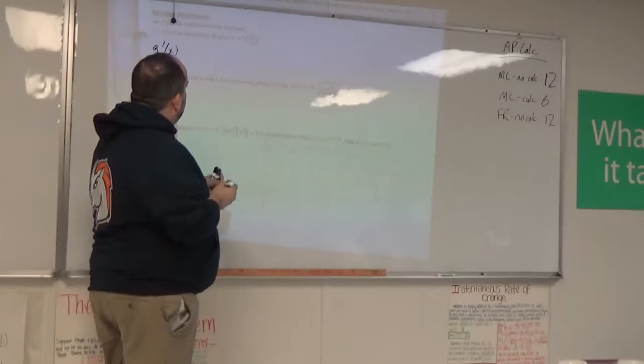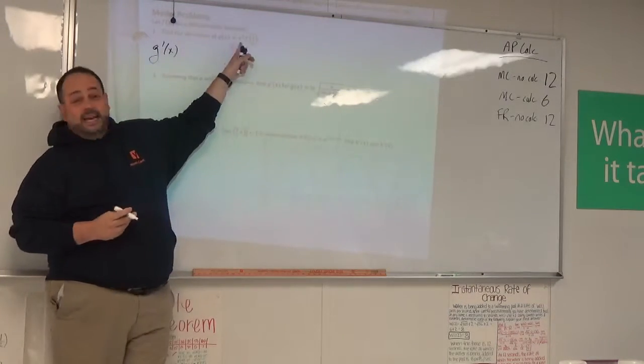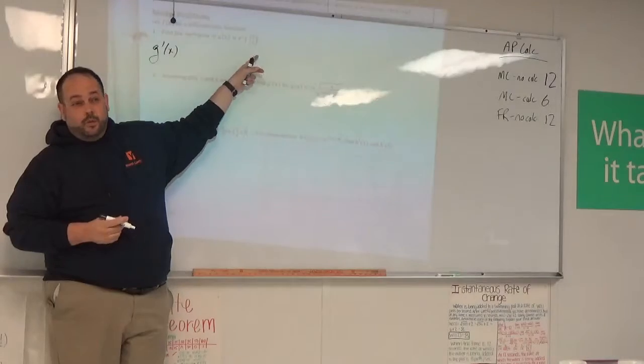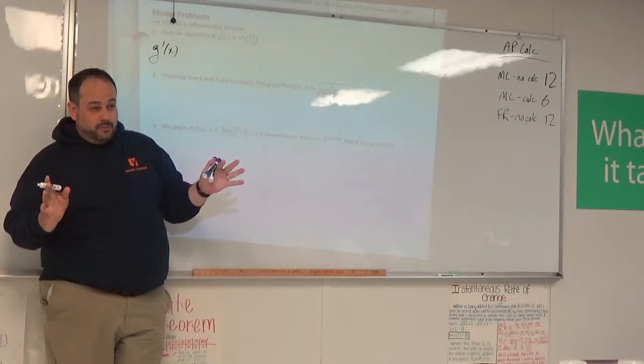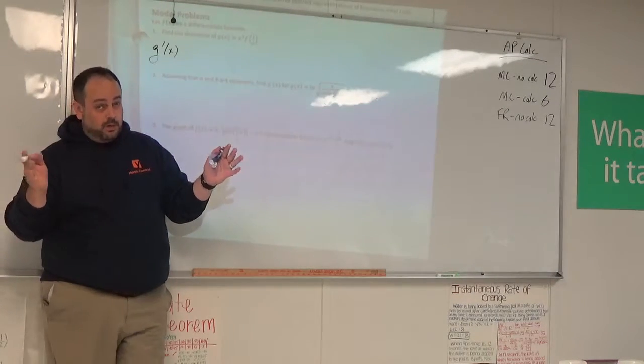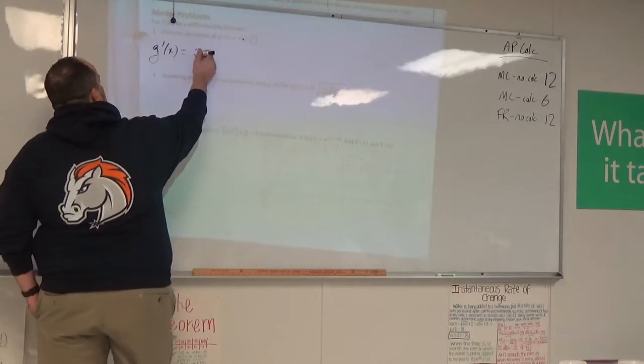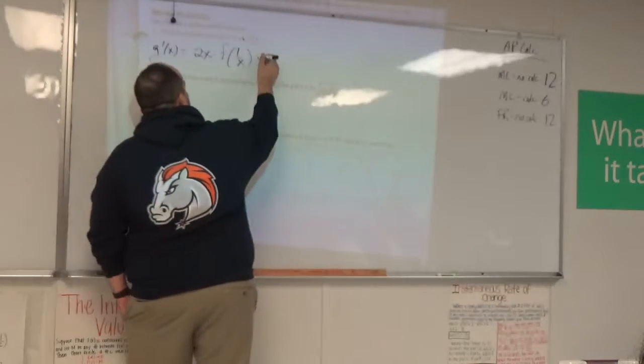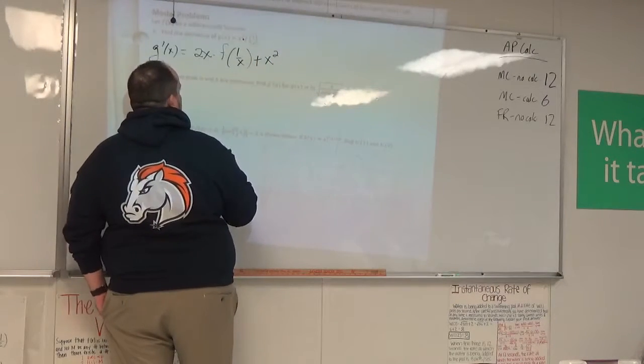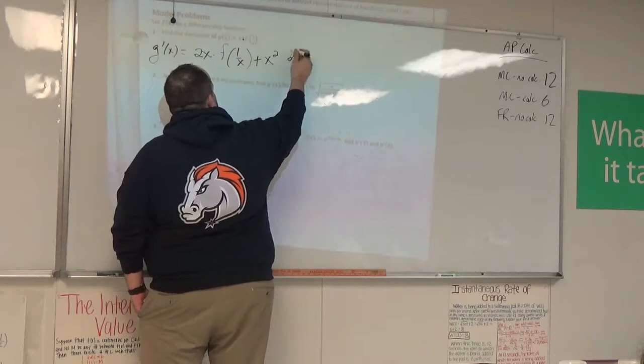Alright, first one, if I'm going to read this correctly, I've got x squared times f of 1 over x, which is hopefully screaming to everybody in the room, product rule. Okay. So, product rule says take the derivative of the first, leave the next guy alone, plus leave the first one alone, times the derivative of f of 1 over x.